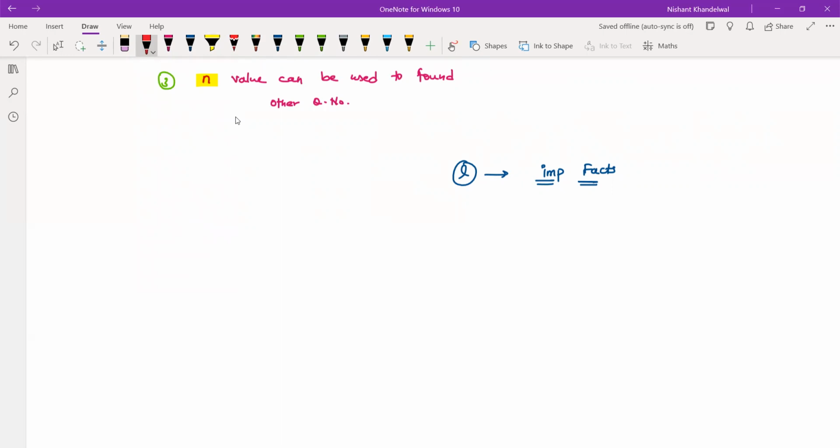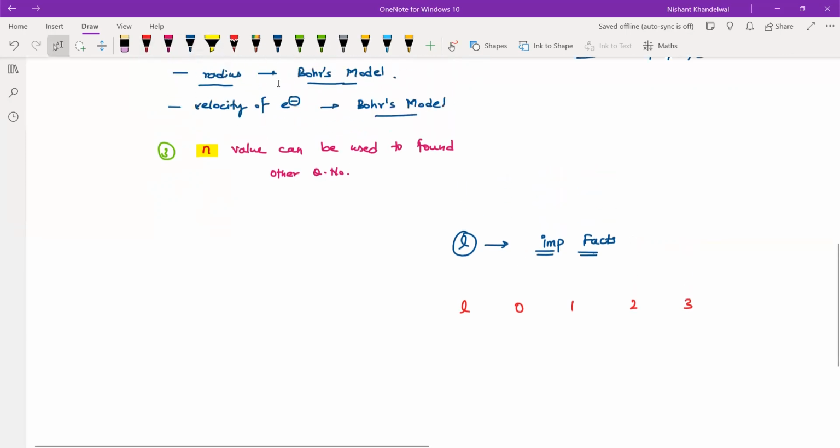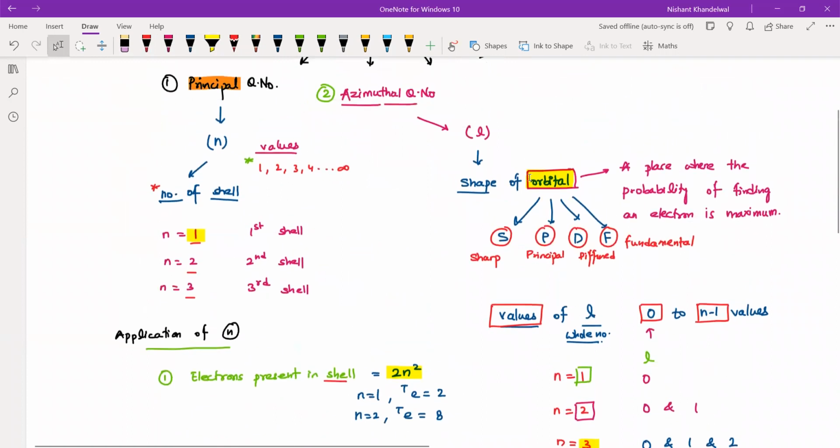Generally, the values of L we calculated by substituting the above values of n are 0, 1, 2, and 3. These are the 4 values. However, some shells are having only one value of L, and some are having more than one. So how can you decide the shape of a shell, orbital, or subshell? Orbital is also known as subshell.